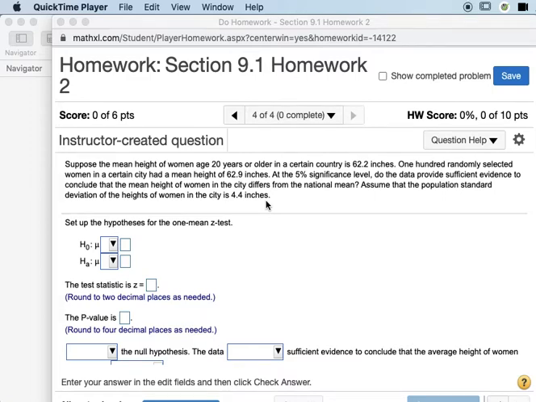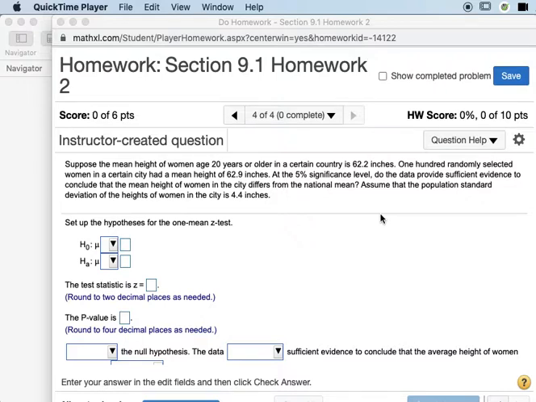In this video, we're going to use Minitab 19 to test a hypothesis about a mean. We're going to do this homework problem as an example. It says, suppose the mean height of women aged 20 years or older in a certain country is 62.2 inches. 100 randomly selected women in a certain city had a mean height of 62.9 inches.